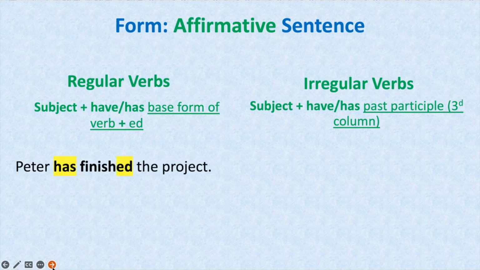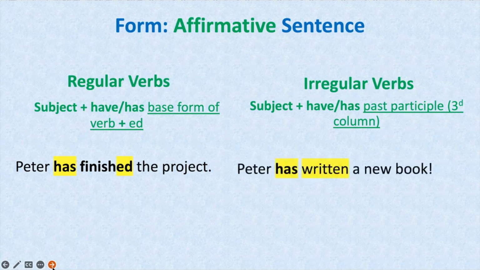Let's look at the example sentence. Peter has finished the project. Peter is he. He is a third person singular, so I have to use an auxiliary verb has, not have. The verb finish is a regular verb in English, so all I need to do is to add ed ending to make an affirmative sentence in present perfect.